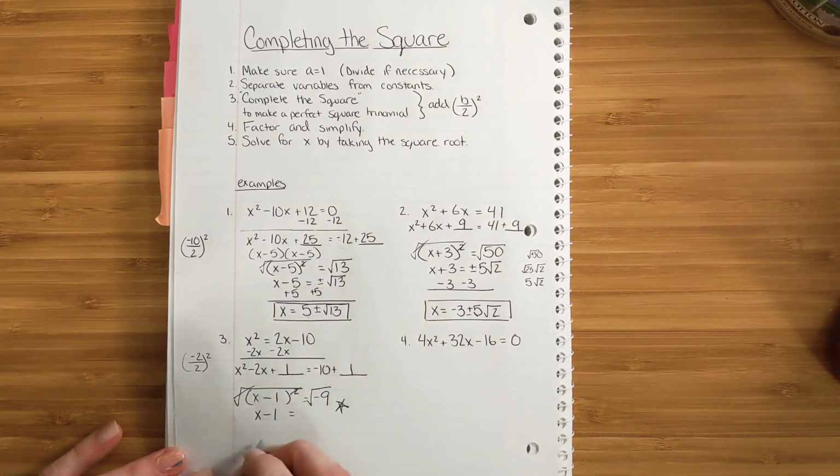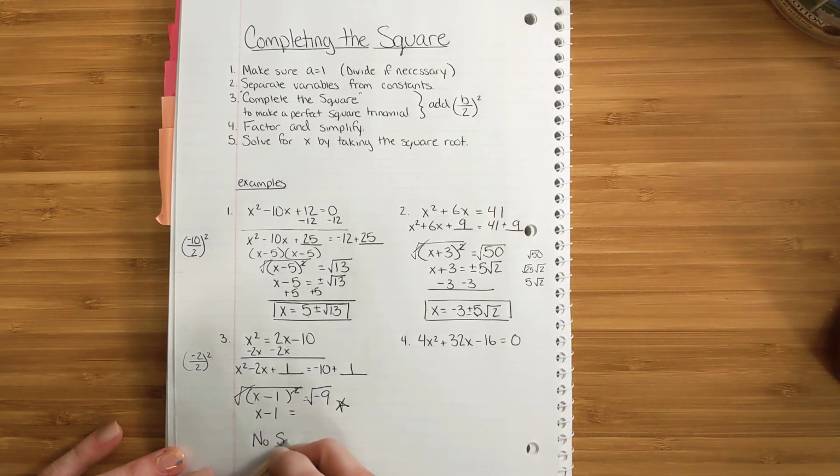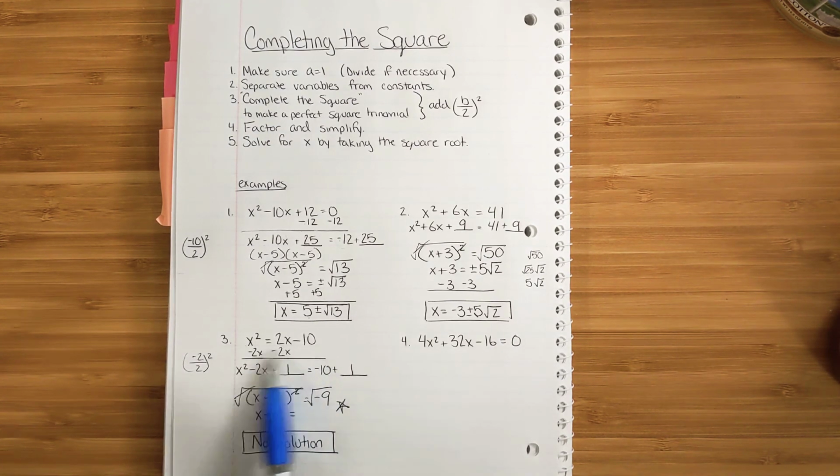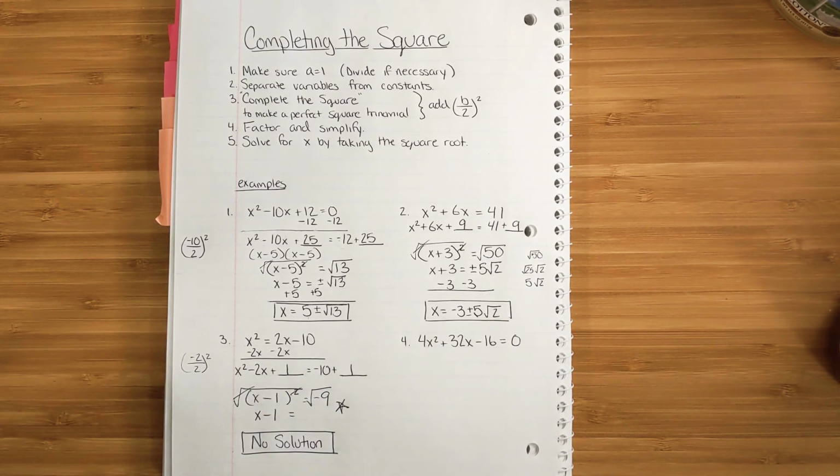So from here, I stop all my work. My final answer would be no solution, because there is no x value that's going to satisfy this statement, because I can't take the square root of negative 9, which means there's no x value that I can plug in here and get a true statement either.